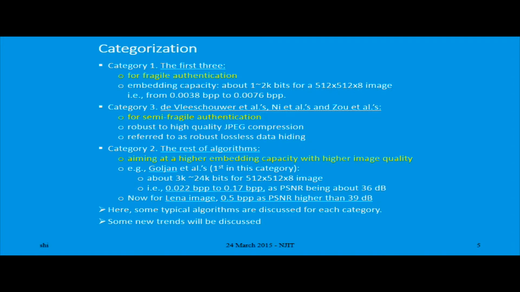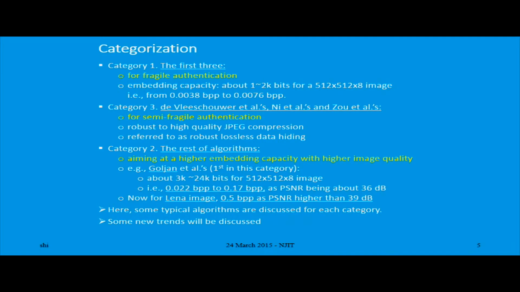The second category is where we can hide the data and retrieve the data reversibly. But also, if the image goes through JPEG compression and loses certain data, certainly we cannot completely recover the original image, but we can completely extract the hidden data for certain purposes. The third category is at the bottom, which is the majority of reversible data hiding algorithms. The purpose is to hide more data with a higher signal to noise ratio, the high quality of the images.